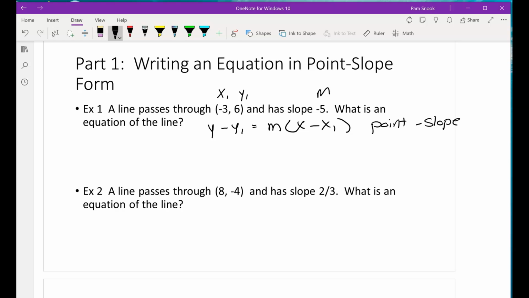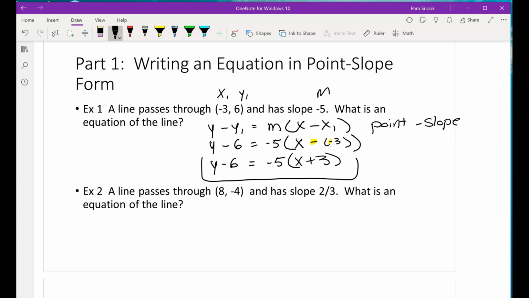Now put in what you know. y minus 6 equals m, which is -5, times x minus a -3. Now let's just clean this up a little bit. When I subtract a negative, that's the same thing as adding. So I'm going to say x plus 3, and that's my answer.